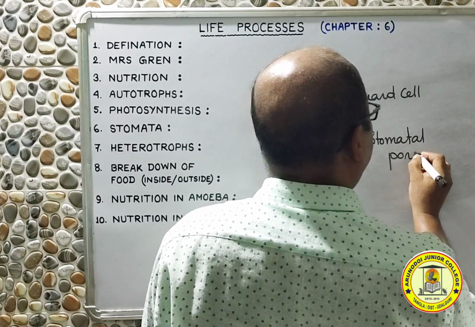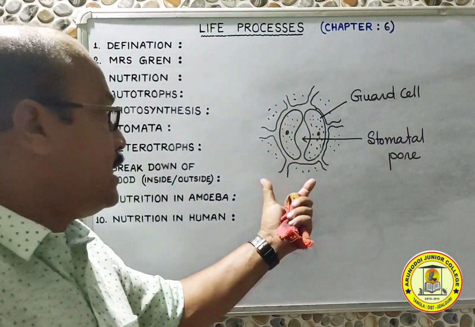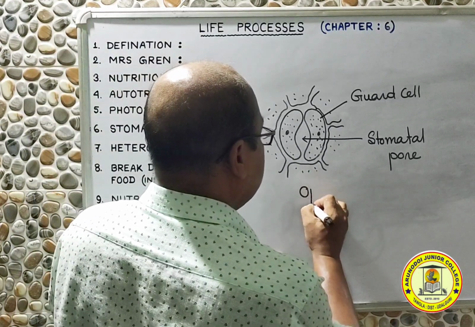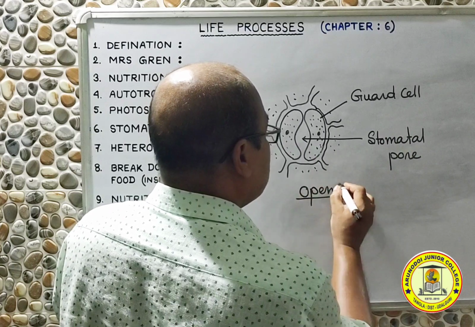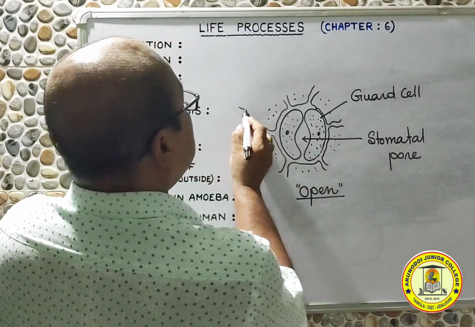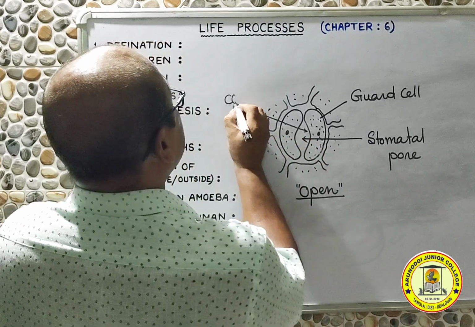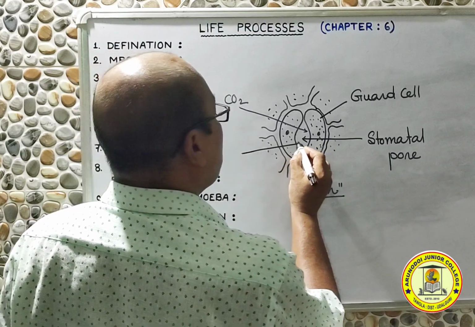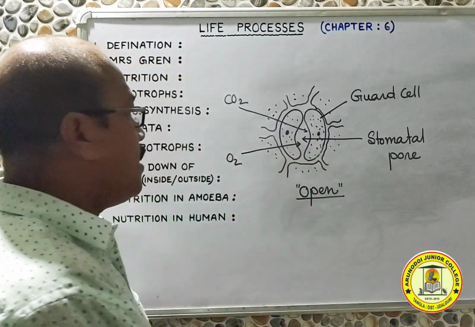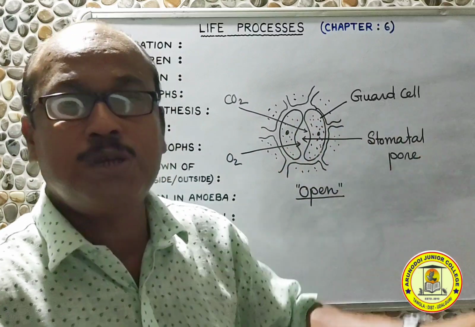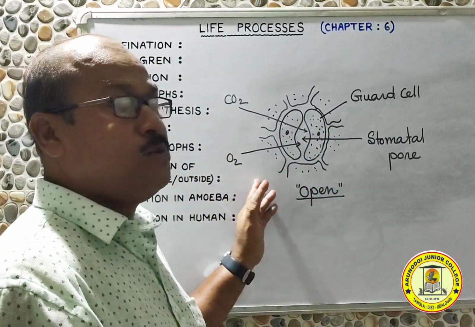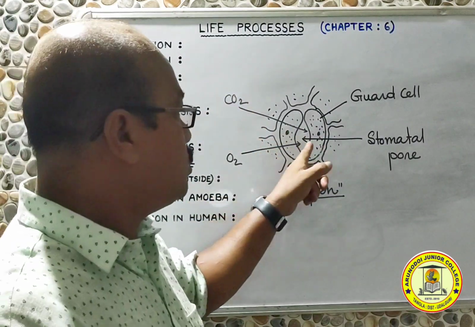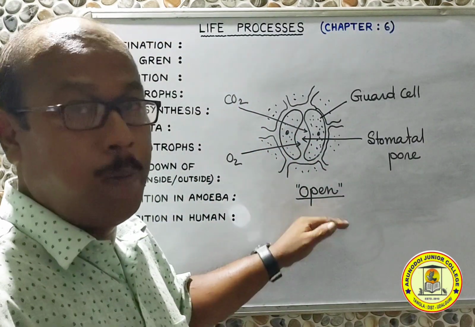Stomatal pore or opening. This is how a stomata will look under a microscope. However, this stomata is open. It is an open stomata, and therefore through this pore what can go inside? Carbon dioxide gas can go inside. Even during respiration, oxygen can also go inside. So whenever plants need carbon dioxide for photosynthesis, or oxygen for respiration, both the gases will enter inside the plant leaf through this stomata when it is open.